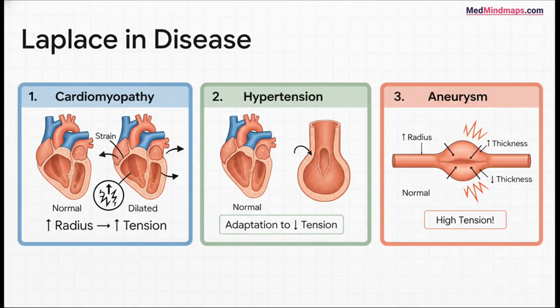In dilated cardiomyopathy, the heart gets bigger, the radius goes up, and that just cranks up the wall tension and the heart's oxygen demand. With chronic high blood pressure, the heart muscle actually gets thicker. It hypertrophies as a way to fight back and decrease that wall tension. And in an aneurysm, you get the worst of both worlds. The radius gets bigger and the wall gets thinner, a deadly combo that sends tension and the risk of rupture through the roof.